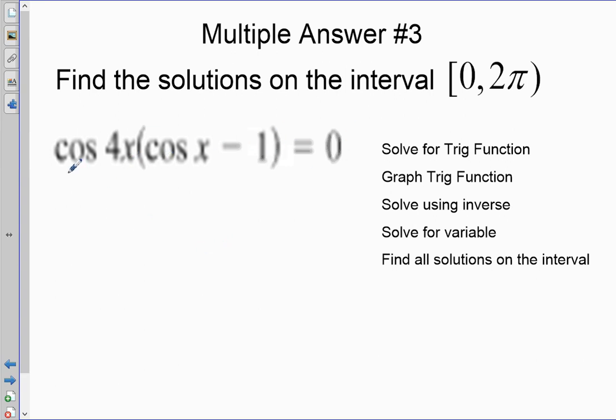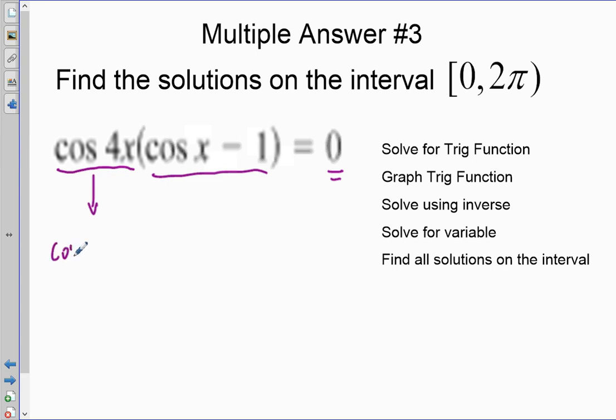Now, what you notice is that cosine of 4x is multiplied by this expression cosine of x minus 1, and yes, they equal 0. So just like in algebra, if we had x times y equaling 0, in order to solve for this solution, we would say it's when x equals 0 and when y equals 0. We set each one of these equal to 0. So without further ado, in order to solve this, we're going to take each one of these individually.